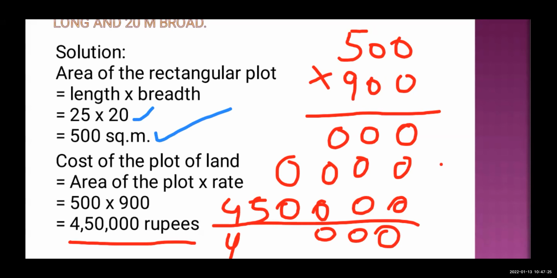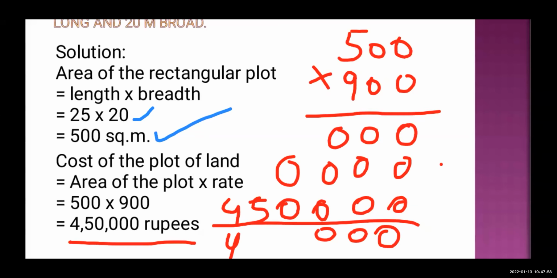तो हमको क्या करना था? What we have to do? We have to multiply that by one cost. One cost कितना था? 900. So 900 multiplied by 500, we are getting 4,50,000. So our main aim, what was the cost of the plot of land? The total cost of plot of land is rupees 4,50,000. Clear everyone? Okay.